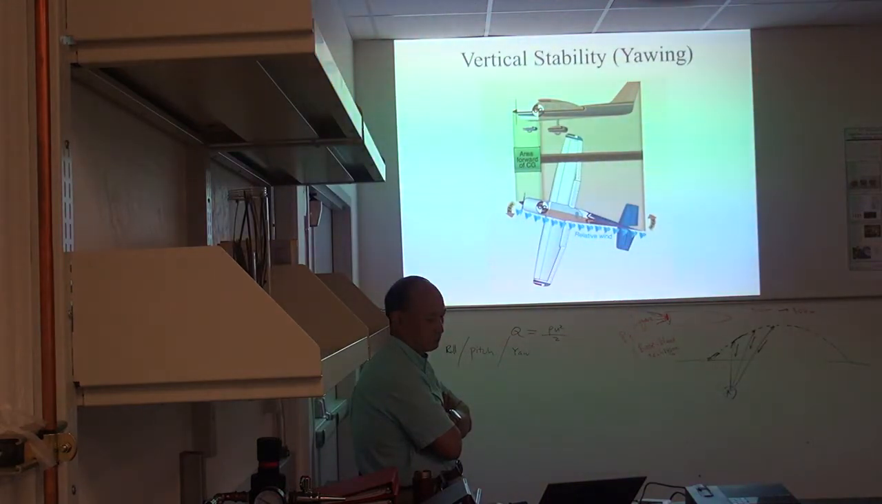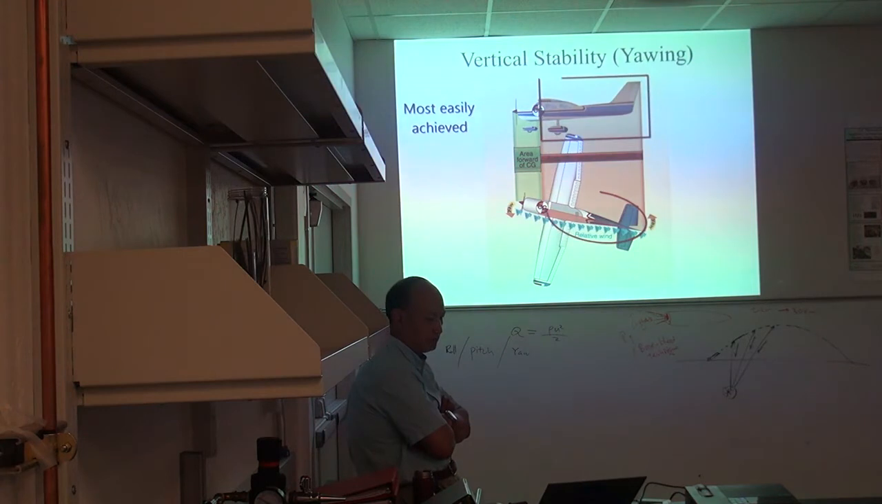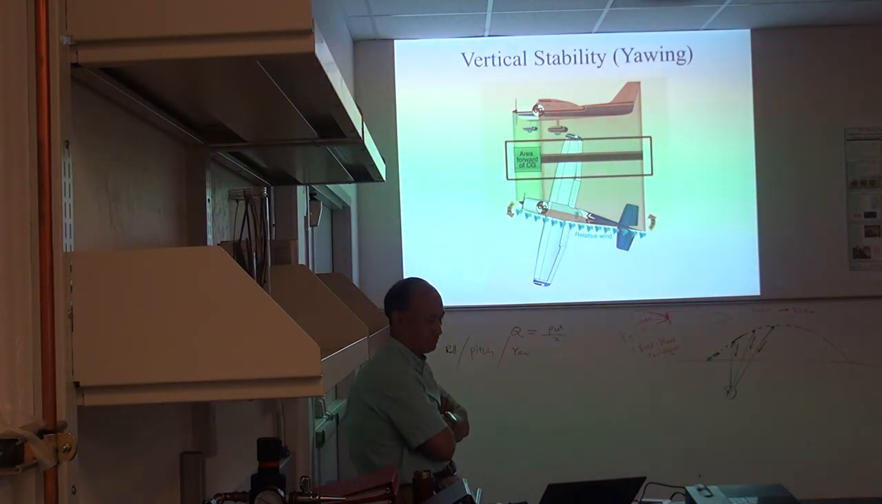Stability about the aircraft's vertical axis, the sideways movement, is called yawing, or directional stability. Yawing, or directional stability, is the most easily achieved stability in aircraft design because the vertical fin and the fuselage aft of the center of gravity are the main contributing parts that cause the aircraft to weather vane or point its nose into the wind. If the area of the fuselage aft of the center of gravity is larger than in front of the center of gravity, the aircraft will be vertically stable.